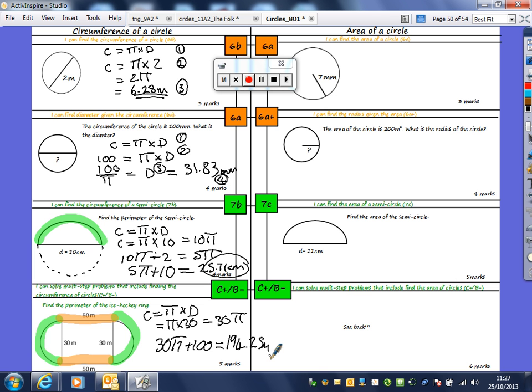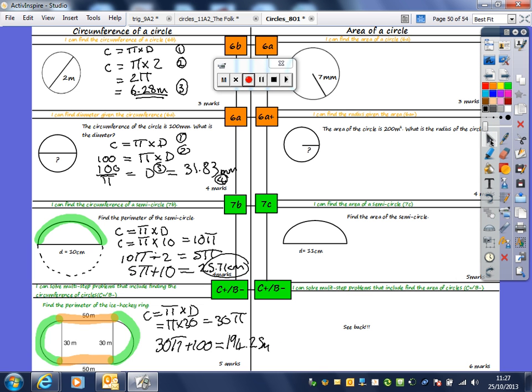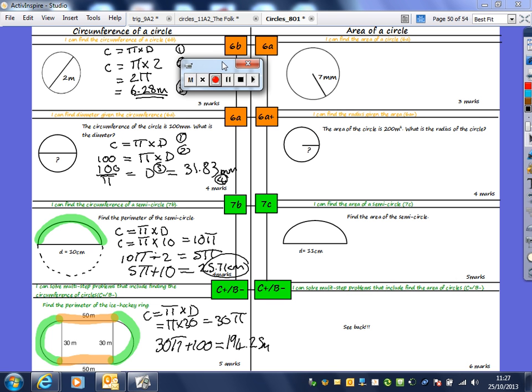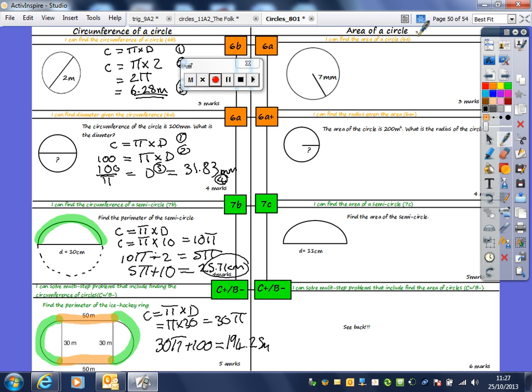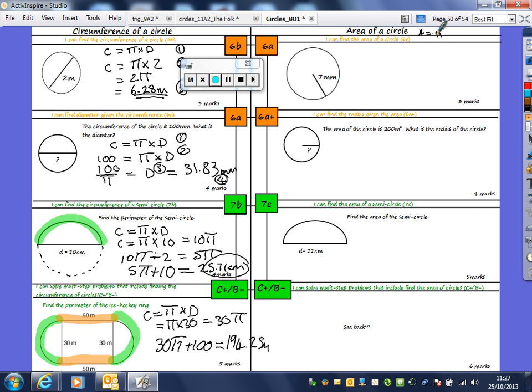Okay? Right, on this side, we're looking at area now. So when working with area, the formula we're going to use is area is equal to pi r squared. So the first one is a very simple question. Find the area of the circle. So area is equal to pi r squared. What's the radius in this case? Phoebe? 7. So 7 millimeters. Pi times by 7 squared.